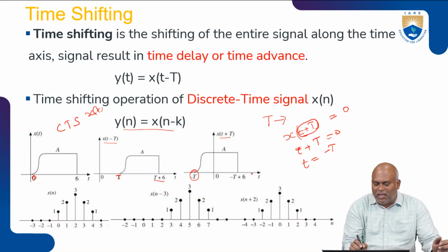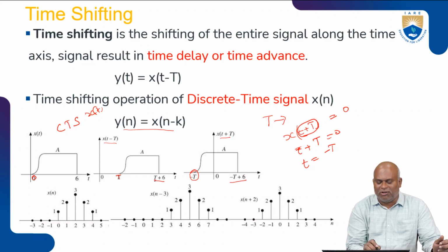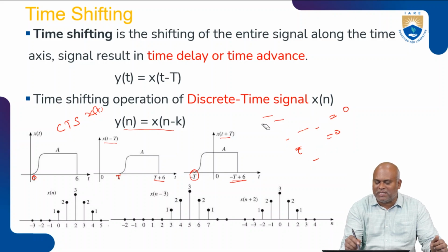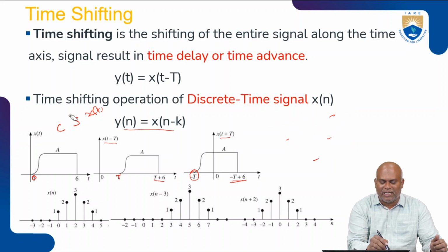Then here the left side is minus T, and the right side is minus T plus 6. Whatever time duration is delayed, that much time duration is added to your right side. This is the time advance as well as the time delay of a continuous time signal.